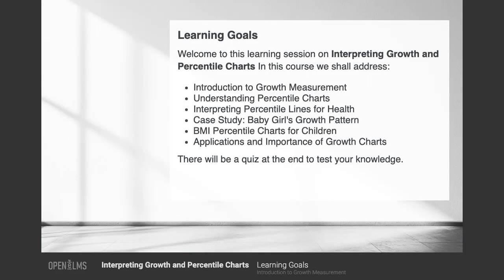Learning Goals. Welcome to this learning session on interpreting growth and percentile charts. In this course, we shall address Introduction to Growth Measurement, Understanding Percentile Charts, Interpreting Percentile Lines for Health, Case Study: Baby Girl's Growth Pattern, BMI Percentile Charts for Children, and Applications and Importance of Growth Charts. There will be a quiz at the end to test your knowledge.